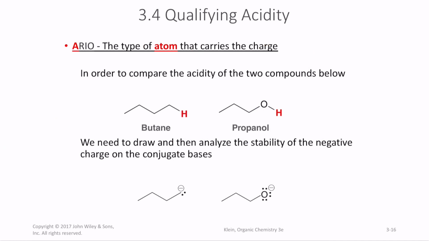Now, let's start with the atom. Let's consider two structures that have the proton. One of them is butane, and one of them is propanol.